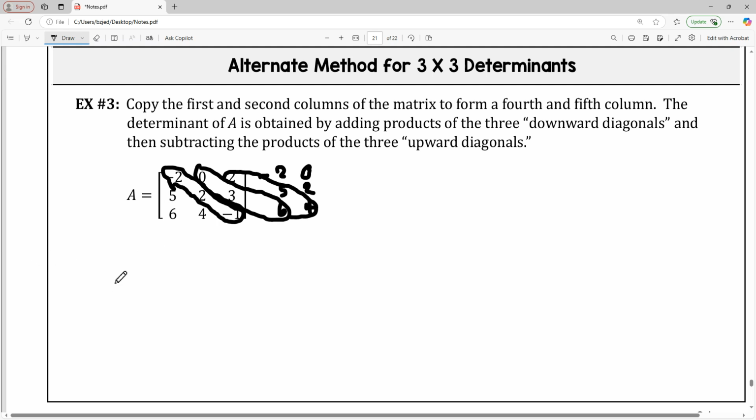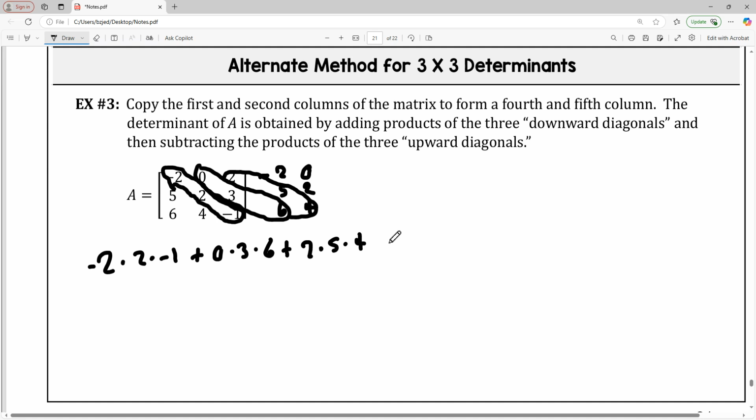And I'm going to write this part out. So it's going to be negative 2 times 2 times negative 1, plus 0 times 3 times 6, plus 2 times 5 times 4. That's us adding all the downward diagonals.